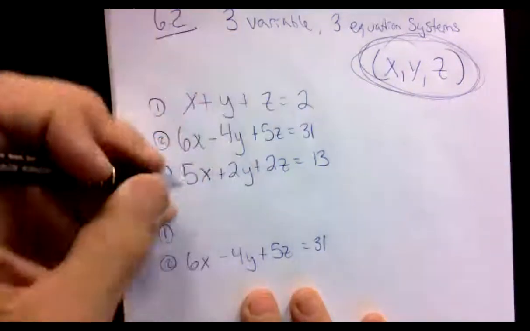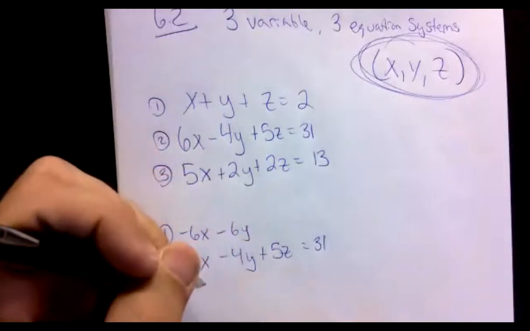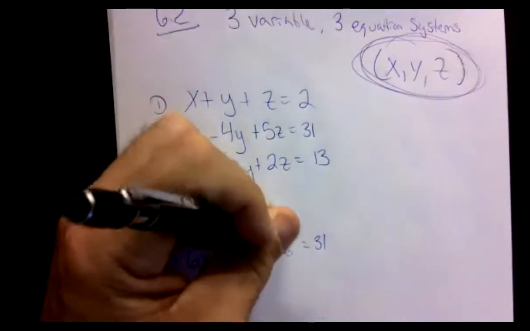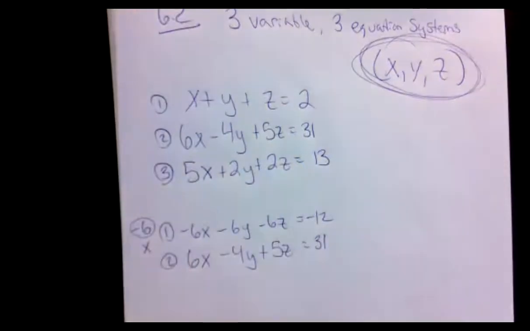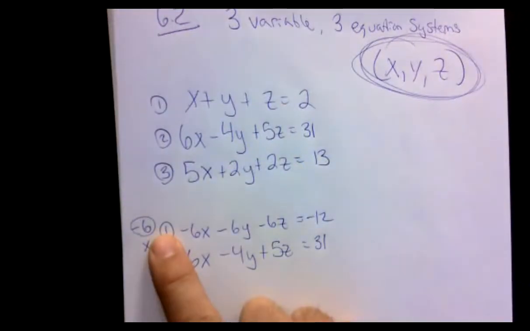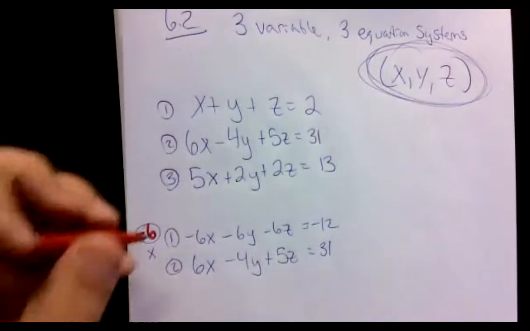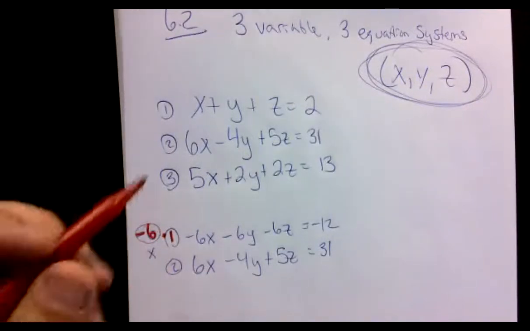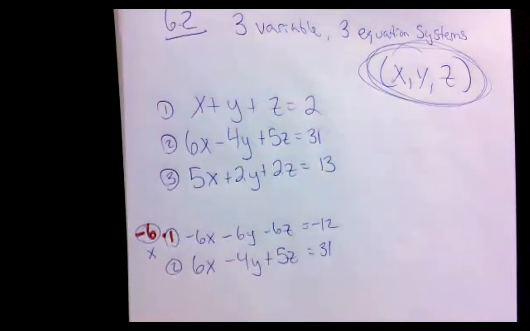I need to distribute, so I get negative 6x, I get negative 6y, I get negative 6z equals negative 12. So I'm multiplying negative 6 to equation 1. That was this one. So I've got to multiply to the x, the y, the z, and the 2. And that's going to cause my x's to cancel, which is what I want to happen.